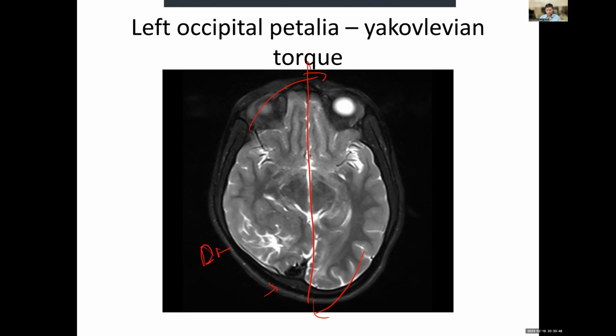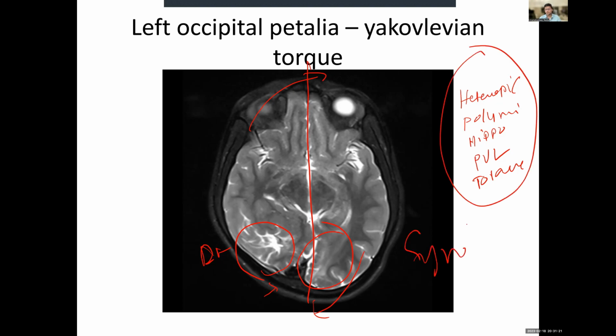And the last but not the least important finding is that the patient also had some amount of perinatal hypoxia and there is some amount of PVL. So finally, in our case, what are all there? There was a large heterotopic rest of gray matter, and there was polymicrogyria, and also hippocampal malrotation, and there is PVL, periventricular leukomalacia, and also the torque phenomenon. So all these findings, we should not have satisfaction of search. You should try to write all the findings and document everything.